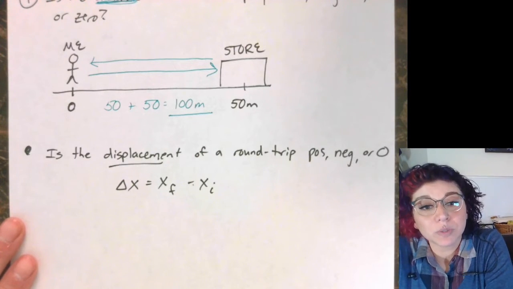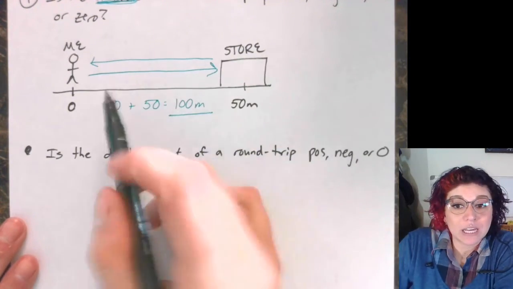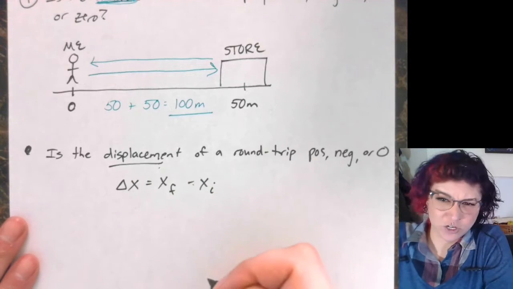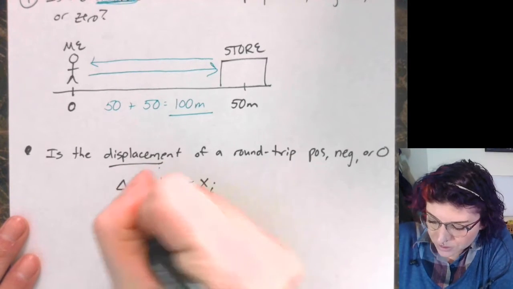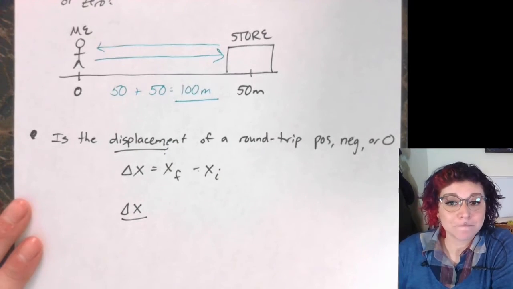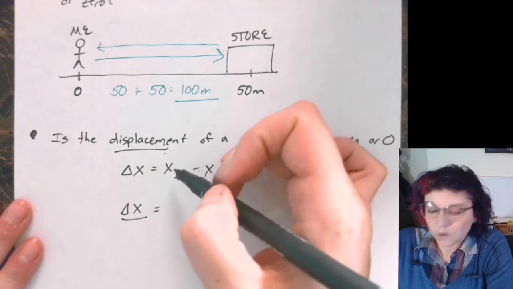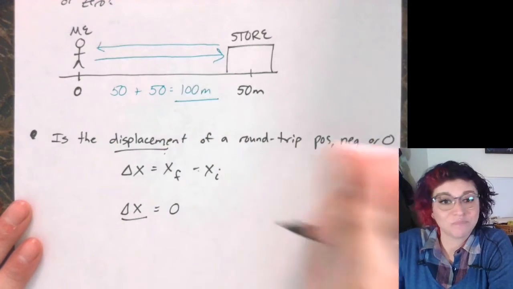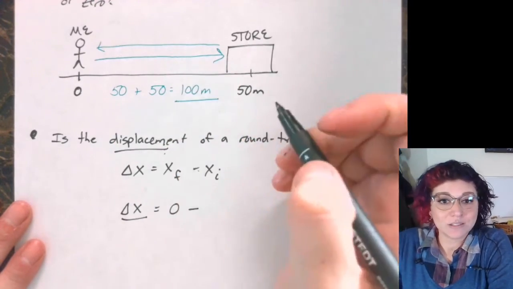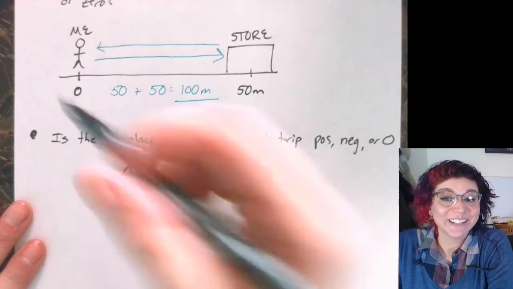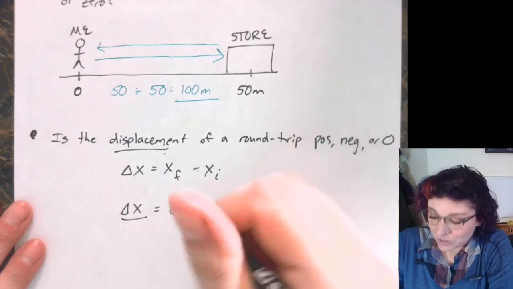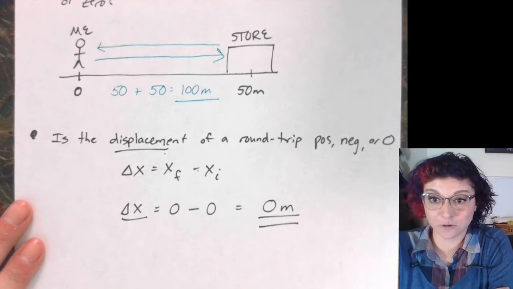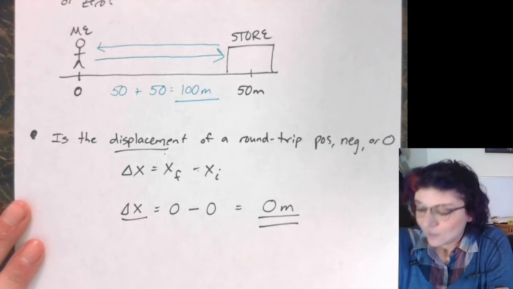You can think about this problem a little more conceptually, like drawing out this picture. You can also think about it in terms of the equation. Let's look at the equation first. So we are solving for delta x, that's our displacement. Our final position, well, we came home, so our final position is 0, minus, well, we started at home, so that's 0. So our total displacement is 0 meters. Again, don't forget your units.